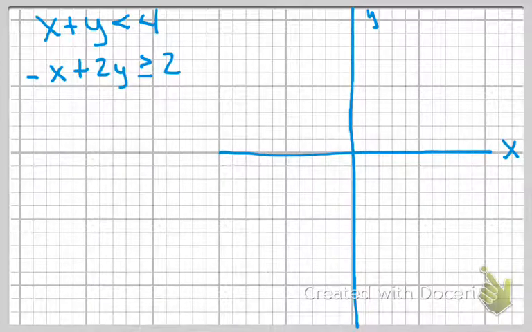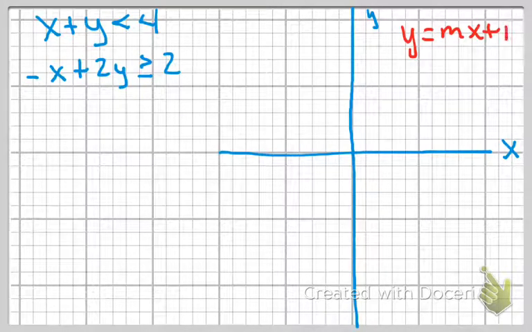I have two of them, and these are just inequalities. Where the other ones were equations, this is inequalities. Remember, we want to get it in the y equals mx plus b form. Otherwise, we want to solve for y. We want to get y by itself.